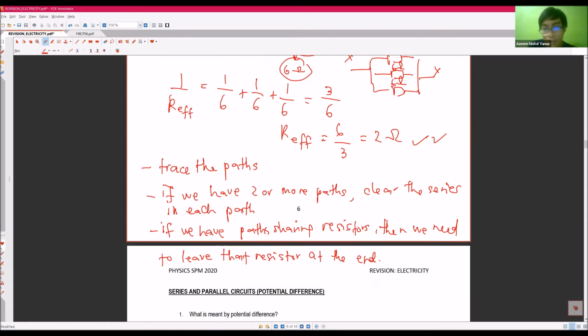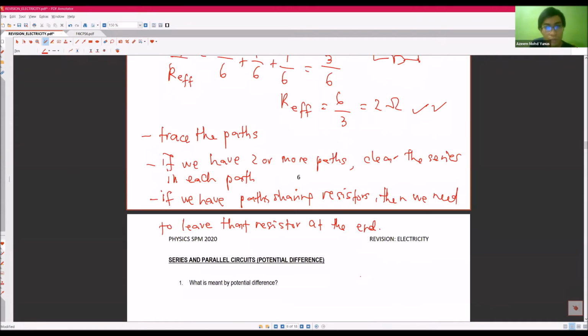This third condition here is quite difficult to identify, but if you do a lot of practice, then you know how to do it, the shape of the problem, the form, the type of problems that involve this third type of condition, where we need to leave that resistor alone first. We need to clear before we go to the last one.